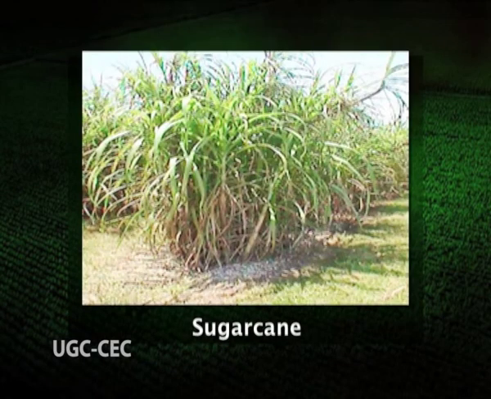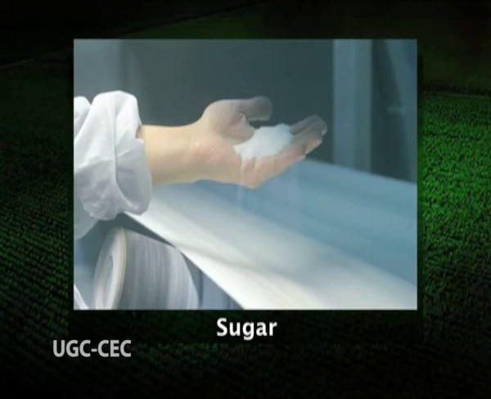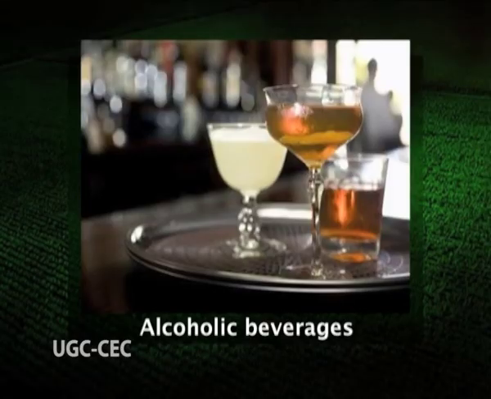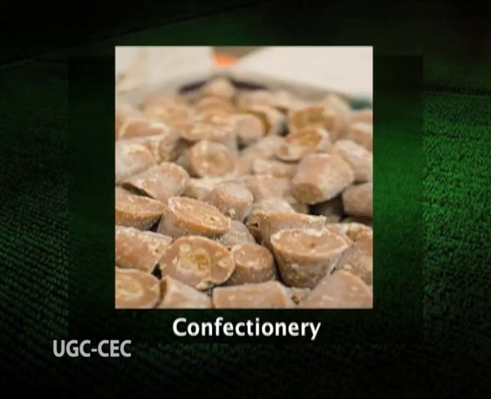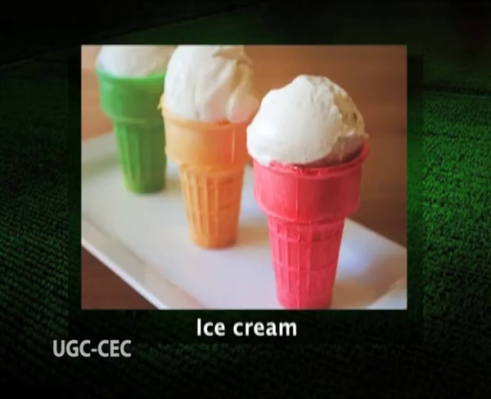Sugarcane is primarily grown as a source of sugar. Sugar is a sweet crystalline substance and is an important source of energy in human diet. Enormous quantities of sugar are used in the manufacture of alcoholic beverages, soft drinks, confectionery, ice creams, chocolates. Cereal manufacturers use sugar as a sweetening agent, as do many other food industries.